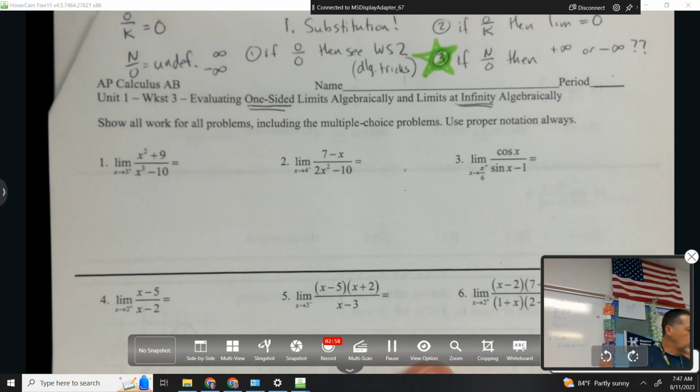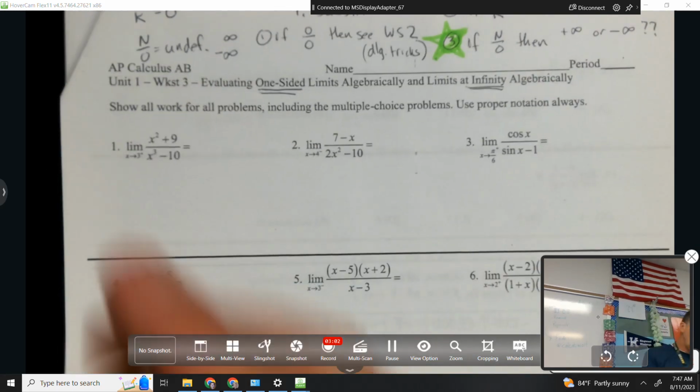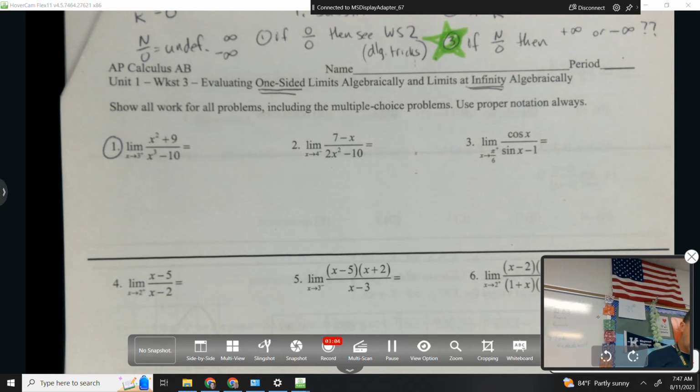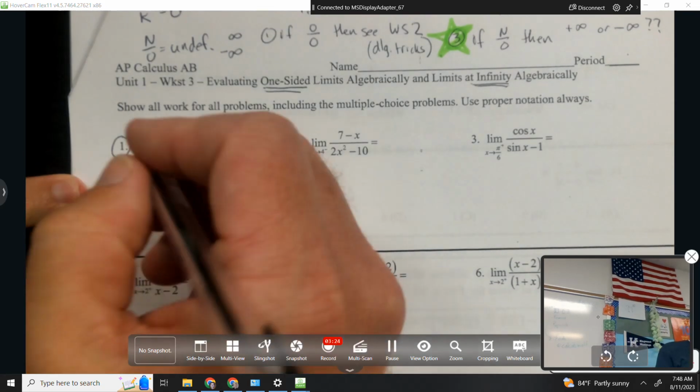All right, so let's do some examples. Let's look at number 1. X approaches 3 from the right. Okay, so from the right means a little bit more than 3. But our first go is we can just plug in 3 and see if it works. And if it works, we're fine. We don't really have to worry about the plus or minus business.